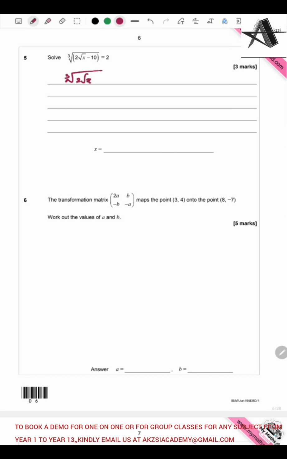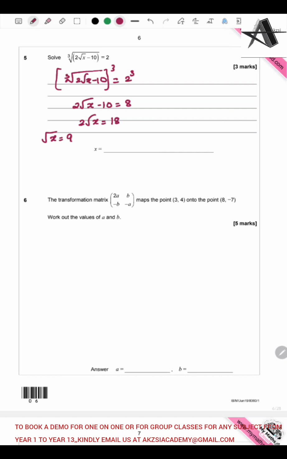So let me just write down proper step by step. Cubing both the sides, I can remove the cube root. So it will be 2 root x minus 10 is equal to the cube of 2, which is 8. Obviously, whatever you are doing on one side, you have to do on the other side as well to maintain the balance, to maintain the equals to sign. Then bring 10 to the right hand side. So 2 root x is 8 plus 10, which is 18. Divide both the sides by 2. So root x is equal to 9.